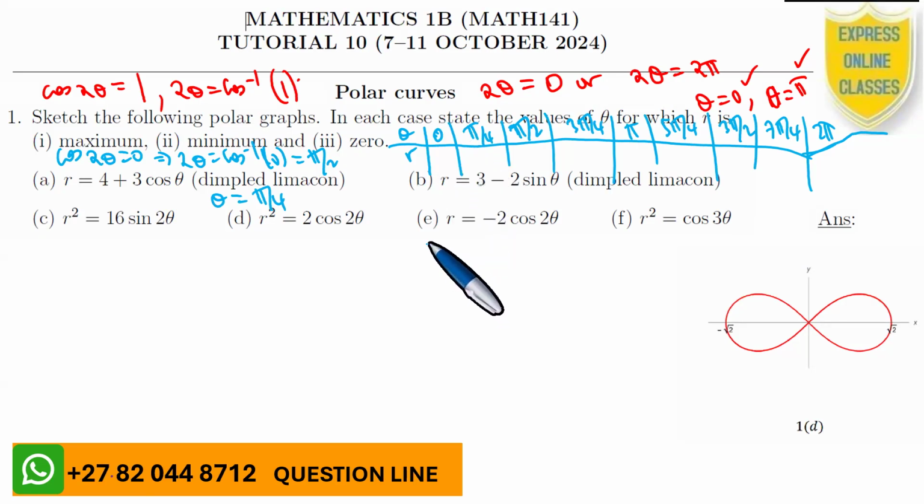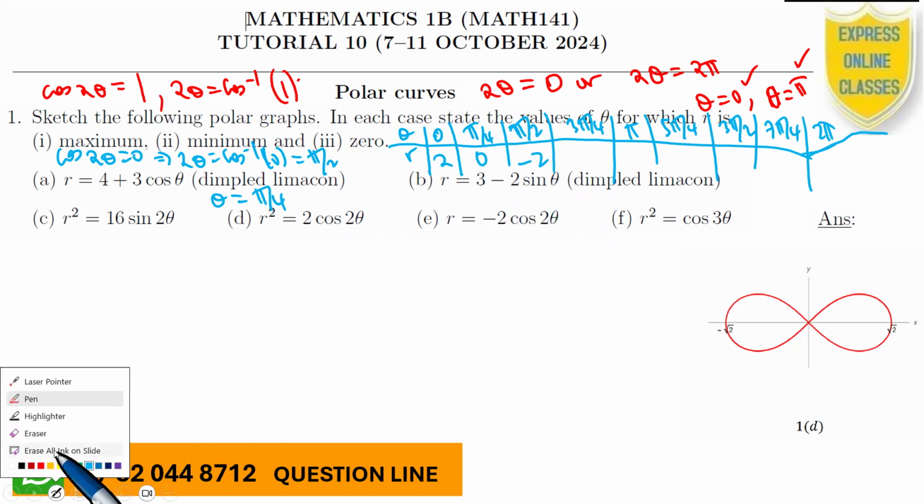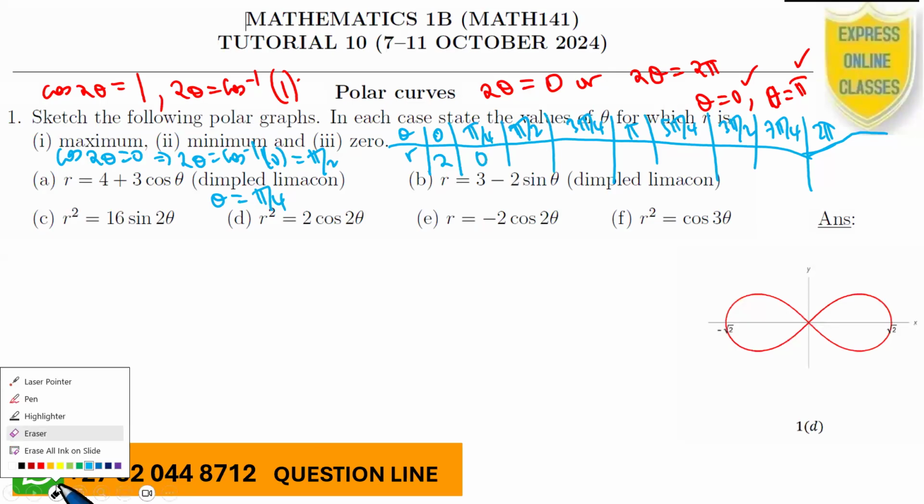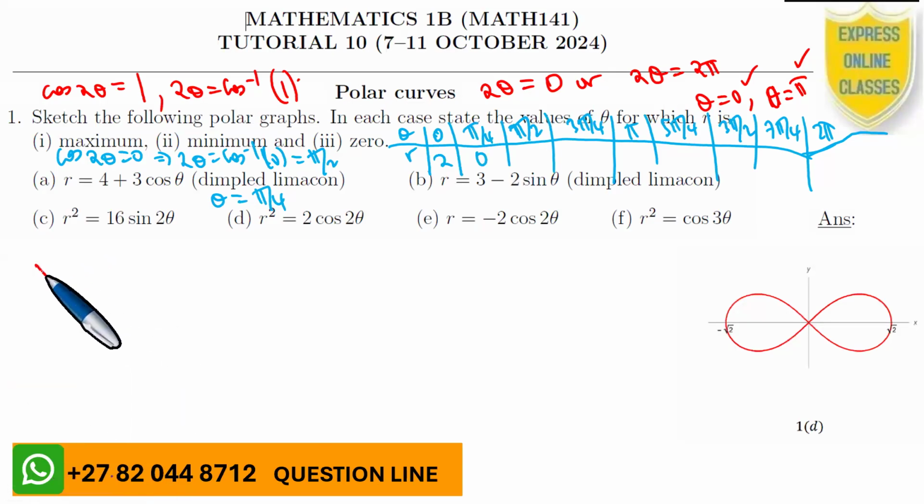So we continue. When r is 0, it's going to be 2. At pi over 2, it's going to be 0, because you put the pi over 4 here, and 2 times pi over 4 is pi over 2. The cosine is 0. And then at pi it's going to be minus 2. But you need to take the square root because it's squares, so there are some parts where this is not going to appear, parts where it's going to disappear.